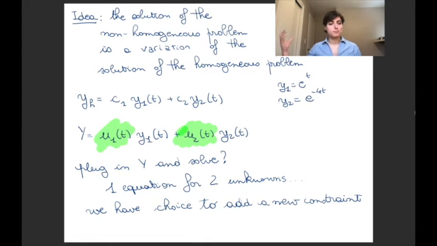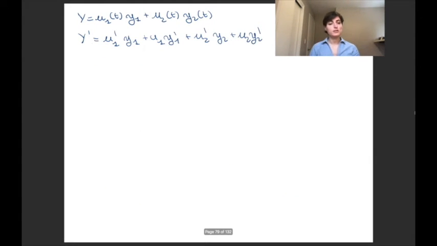Can we just plug y in and solve? That doesn't work because we have now introduced two unknowns, u1 and u2, but we only have one equation. That means we have a choice to add a new constraint. Usually this is made to help us out and make matters a bit simpler. So we're going to find the best situation in which to add this choice and simplify our work. So let's go for it.